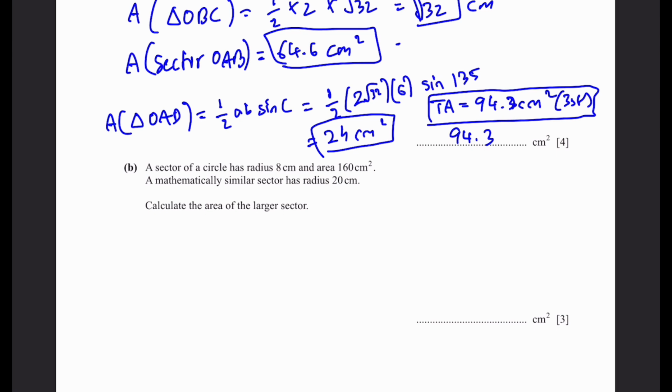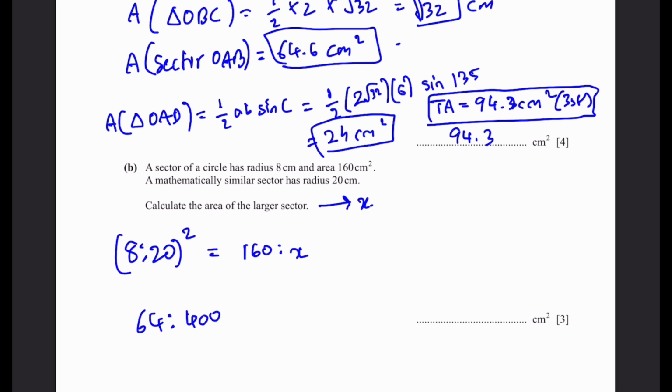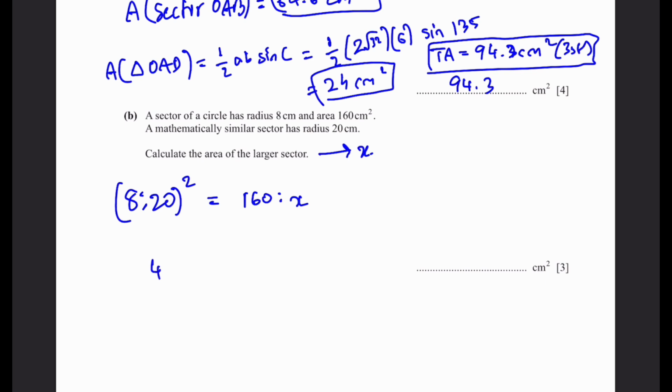We know that the ratio of the two areas of these sectors will be the square of the ratio between the two sides. So the ratio between the two sides, 8 is to 20 whole squared, is just 160 is to this area of the larger sector. Let's just call it x. Let this be x. So 64 is to 400, which we can simplify dividing by 16 on both sides, to 4 is to 25 is equal to 160 is to x.